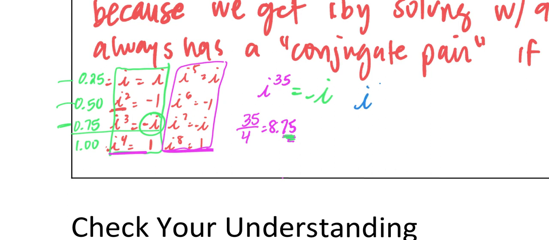Similarly, try doing i to the 242nd. You can pause this video, but I'm going to show you right now. You do 242 divided by 4, and you get 60.5. So that means you have 60 groups of 4, and then you're halfway through the next group. So halfway through would be i squared, which is negative 1.